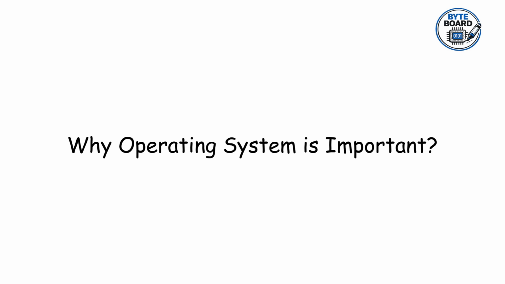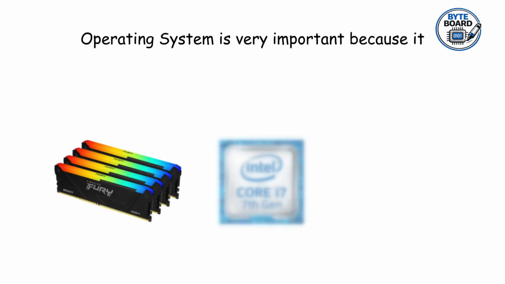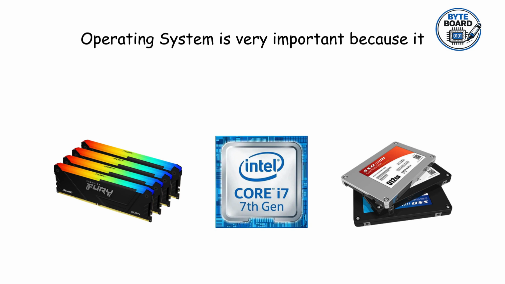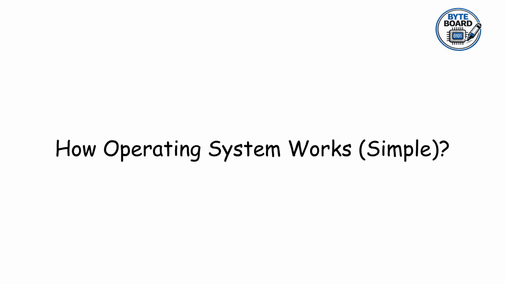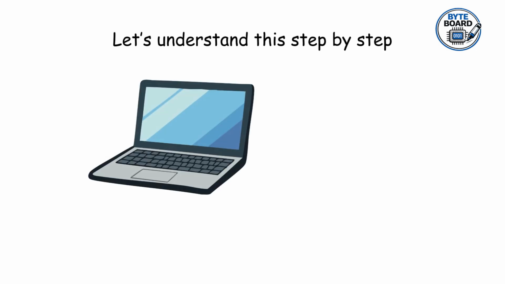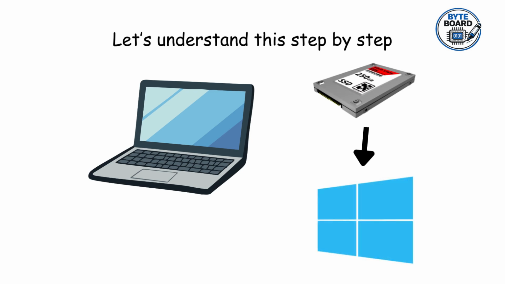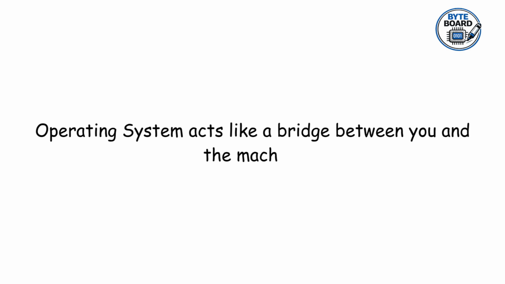Why is the operating system important? The operating system is very important because it controls hardware, CPU, RAM, storage, runs applications, manages files, and provides the user interface. How does an operating system work? Simple. Let's understand this step by step. When you turn on your computer, the OS loads from storage, SSD/HDD. It starts controlling hardware. The operating system acts like a bridge between you and the machine.